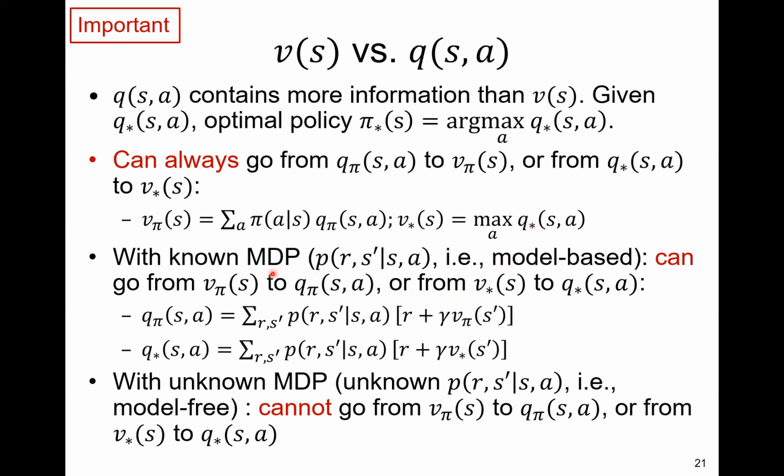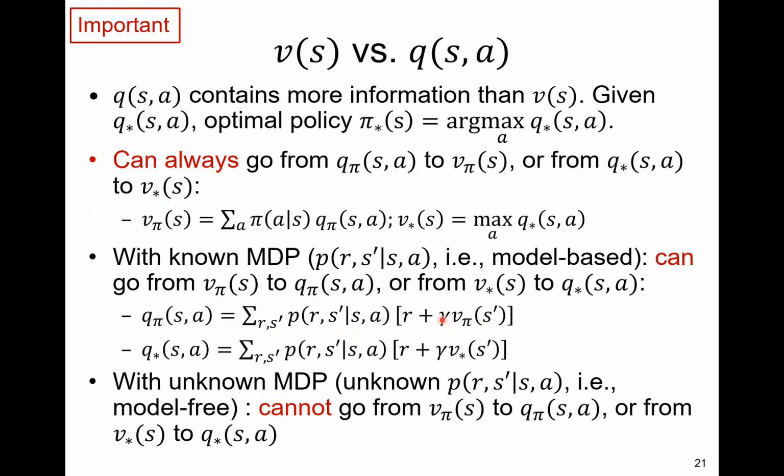With a known MDP, that is, you know the transition function of the environment, from the state and action taken you get the reward and next state s'. Suppose you know this P function, so that you know the environment. So it's a model-based method. Then you can go from V^π to Q^π by this equation.